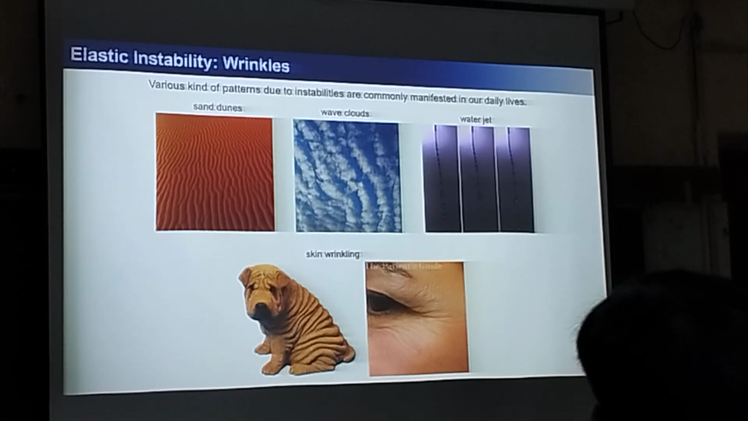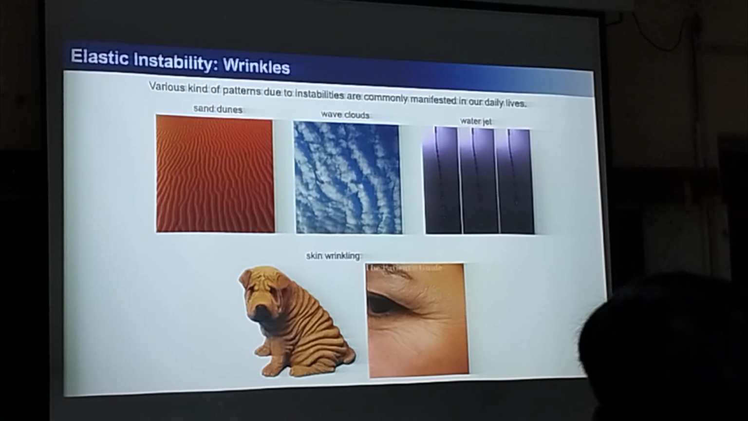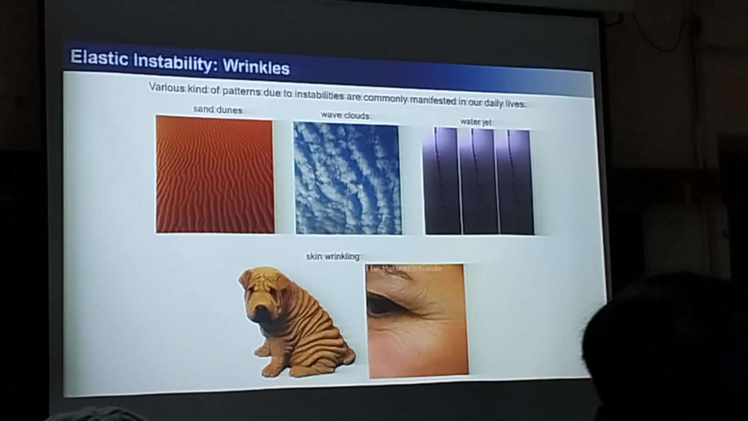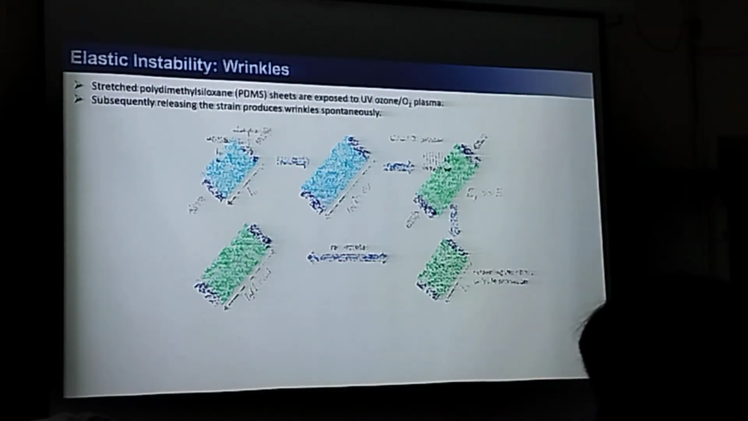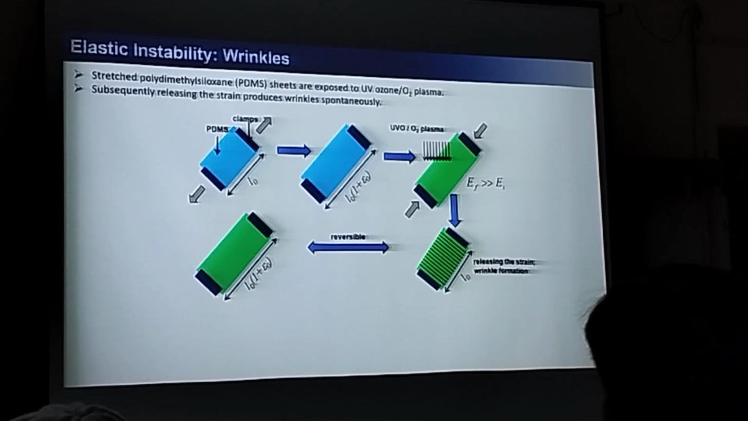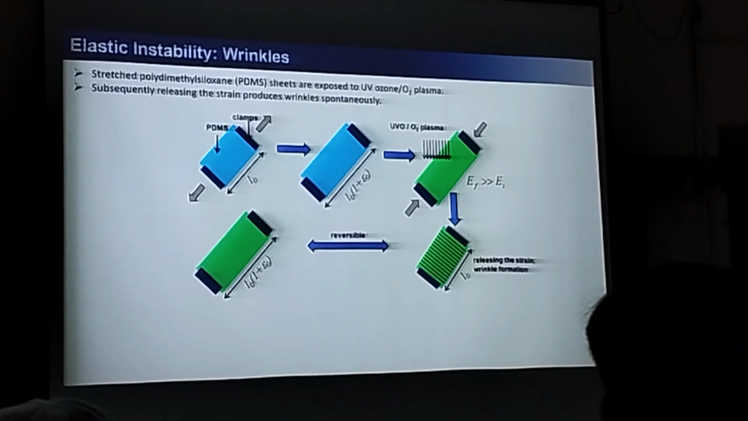Wrinkling. As you get old, the skin gets wrinkled, and that's what the cosmetic companies are addressing. They are selling anti-aging or anti-wrinkling creams, and we'll come to that. How does that work? So how do we make wrinkles? And that's the answer to the question, Anjil.